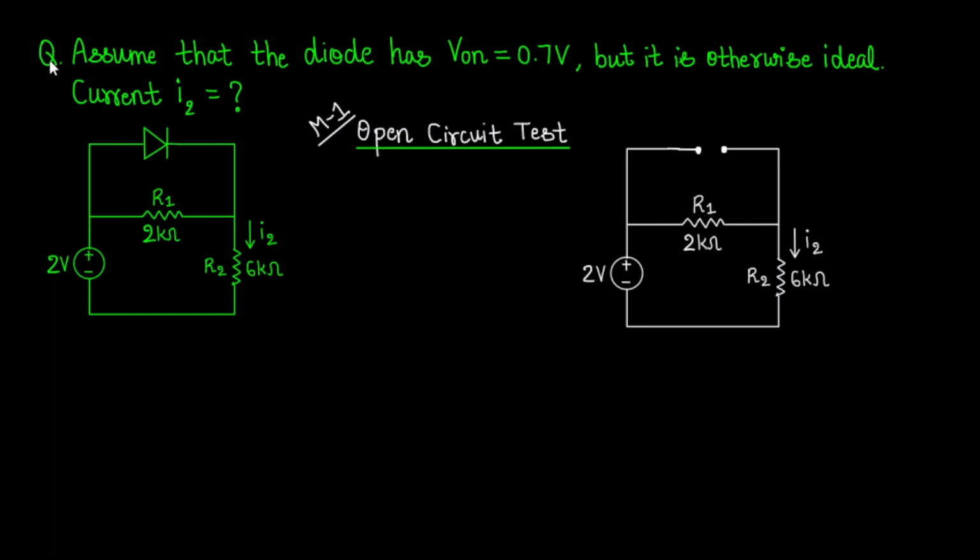Hi everyone, this is our first question from Analog Electronics. Here is the question. Assume that the diode has V on equal to 0.7 volts, but it is otherwise ideal. We are required to find the current I2 which is flowing through the 6 kilo ohm resistor.